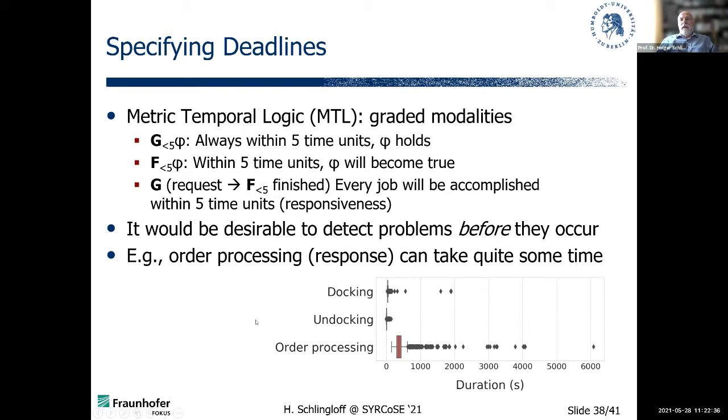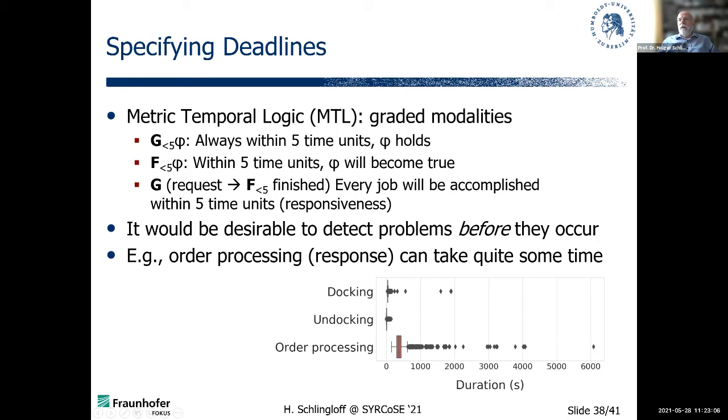So what we see is that order processing response can take quite some time. And of course, if you look at the time it took to complete an order, you see that the average is quite fast, a few seconds. But there's also more than 6,000 seconds for the longest job. And that is, of course, a catastrophe. So you would like to know what's about to happen here before it happens.